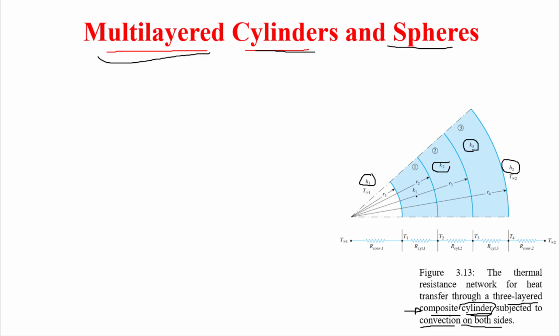Now layer 1 or K1, the inner radius R1 and outer radius R2, the layer number 2 inner radius R2 and outer radius R3, and layer number 3 inner radius R3 and outer radius R4, okay. So if I need to draw the resistance network, I have to draw 5 resistances. This is resistance 1, here resistance 2, okay, 3, okay, 4, and this is resistance 5.